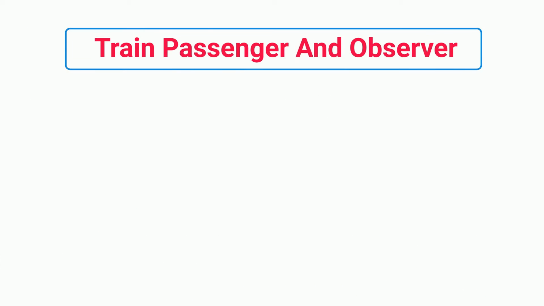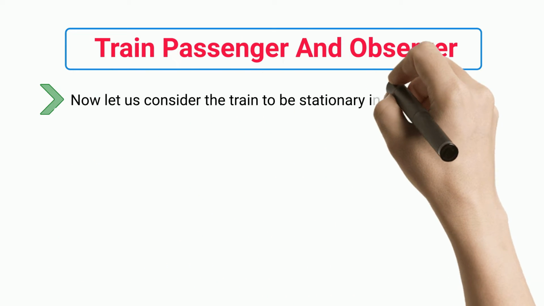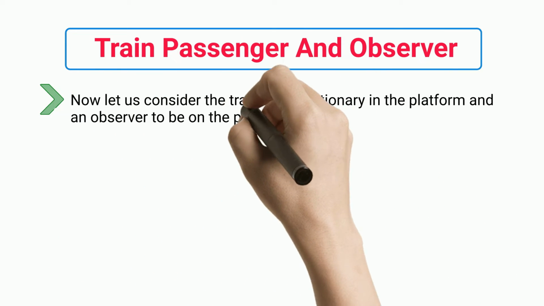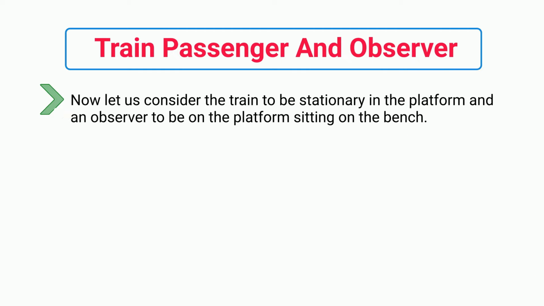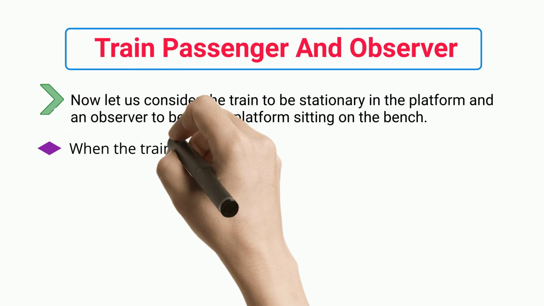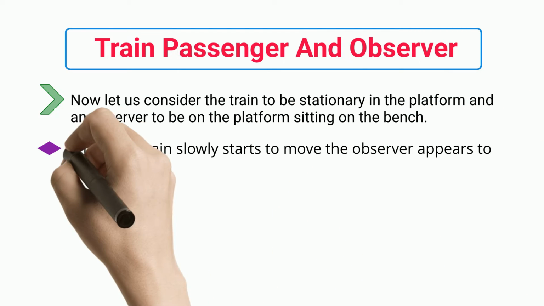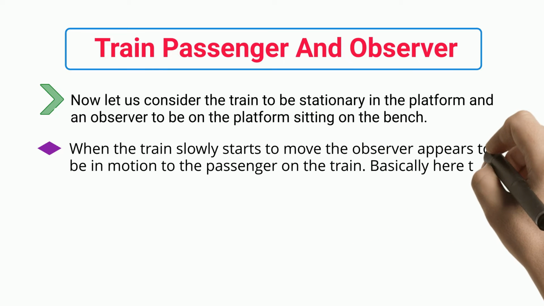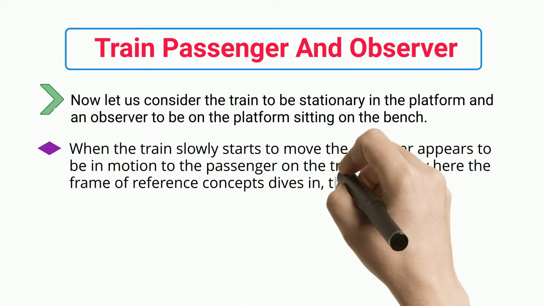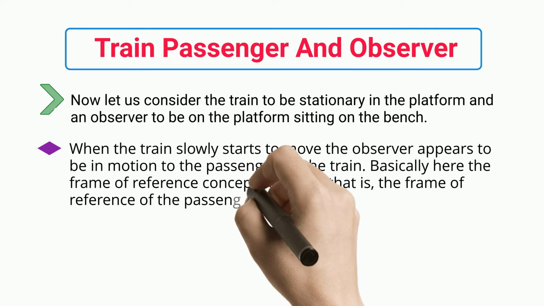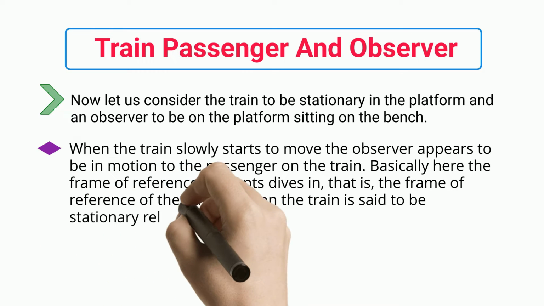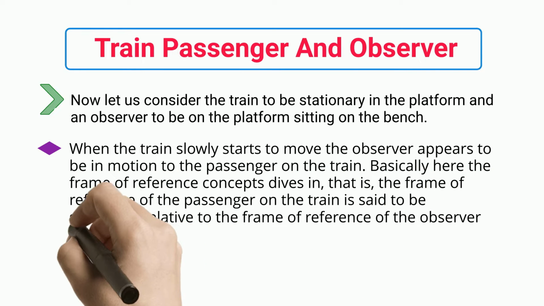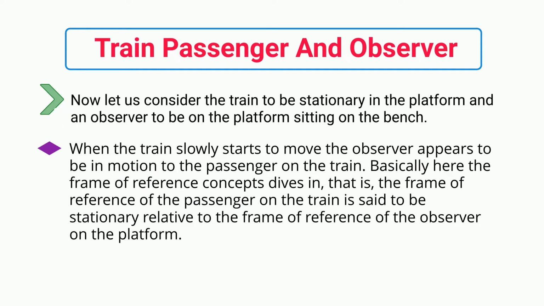Train passenger and observer. Now let us consider the train to be stationary on the platform and an observer to be on the platform, sitting on the bench. When the train slowly starts to move, the observer appears to be in motion to the passenger on the train. Here the frame of reference concept comes in, that is, the frame of reference of the passenger on the train is said to be stationary relative to the frame of reference of the observer on the platform.